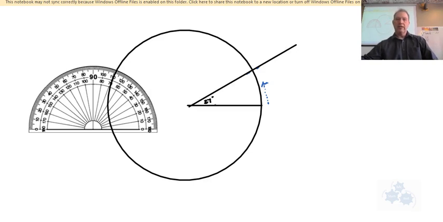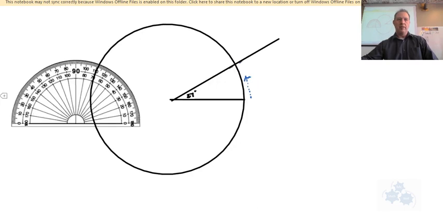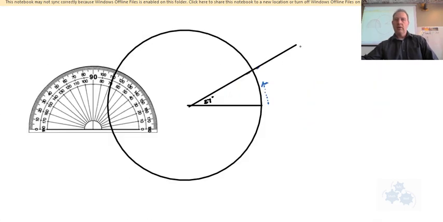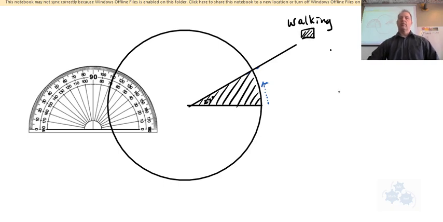And you probably don't have to put that on there, but that represents what? Walking. Okay? So let's do on the side, let's do like walking. And we'll make a little hashed mark like that. So this is going to be like this. See that? There you go. So you match that up. So that's how you use your protractor.